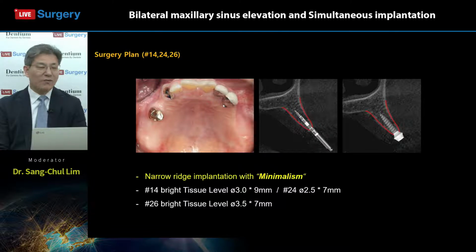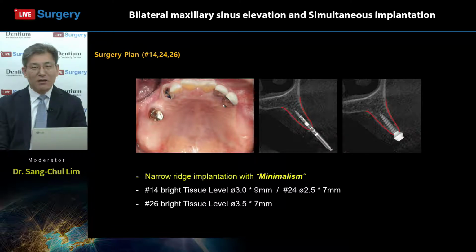7 millimeter is okay, but Dr. Zhang is trying a crestal approach a little bit more and changing the length to 9 millimeter from 7 millimeter. It depends on the situation of the patient's bone qualities and quantities. So we can see the crestal approach using this tissue level implant.